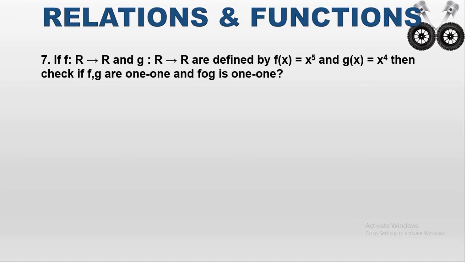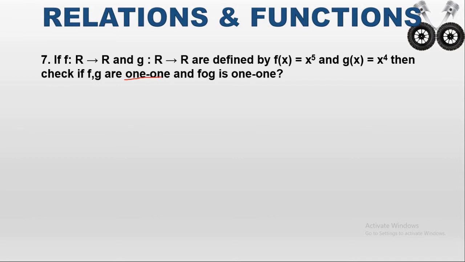So what is the problem given here? The problem given here is two functions, one is function f and another one is function g. These two functions are mapped from the real numbers to the real numbers. That means these two functions are real valued functions. Then f of x value is given as x power 5 and g of x value is given as x power 4. Then we have to check three conditions. What is the first condition? You have to check whether f is 1 to 1 or not. Second condition is whether g is 1 to 1 or not. And third condition is whether f composition g is 1 to 1 or not. So what is 1 to 1?